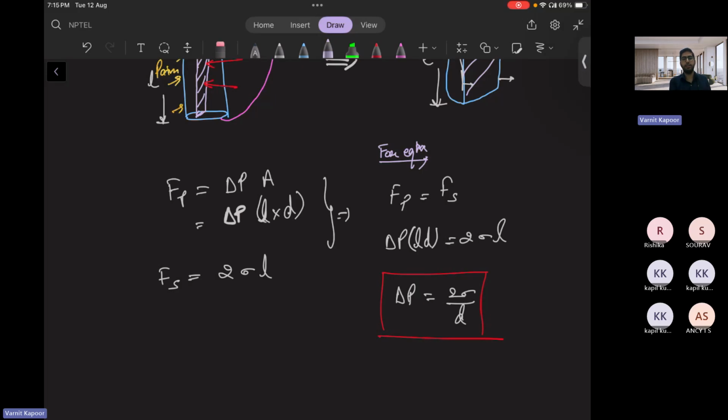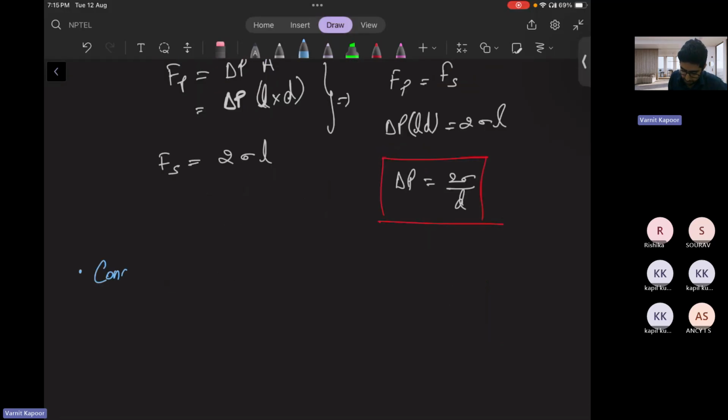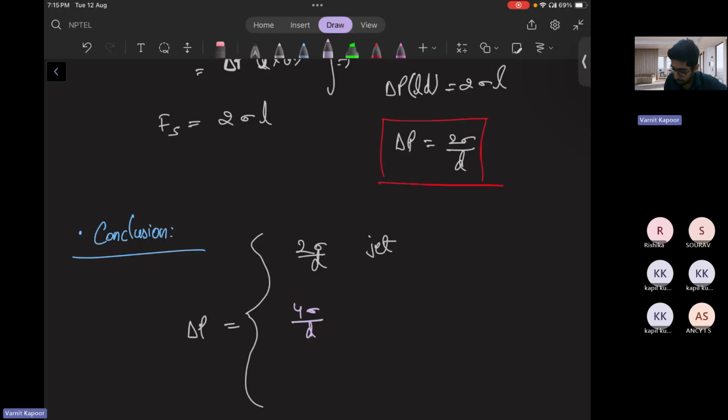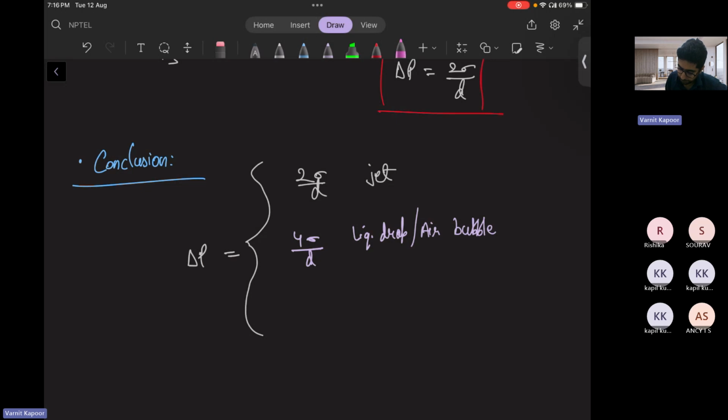Okay, you got the pressure difference for all three scenarios. In conclusion, we can say delta P is two sigma by d for a jet, four sigma by d for a liquid drop or air bubble, and eight sigma by d for a soap bubble.